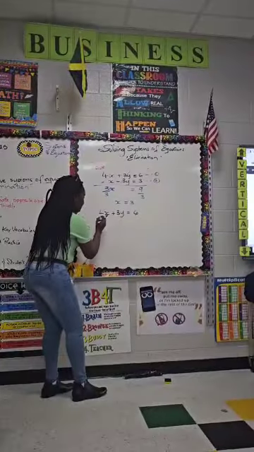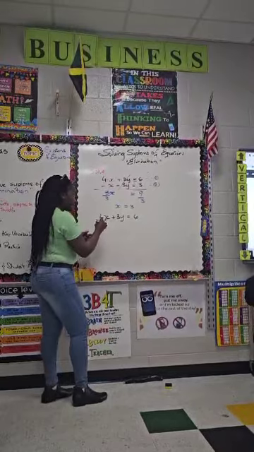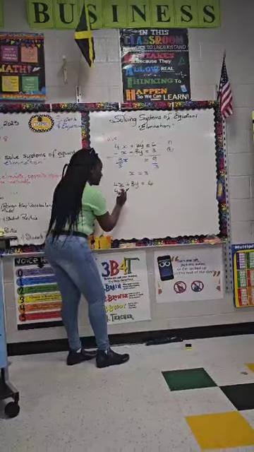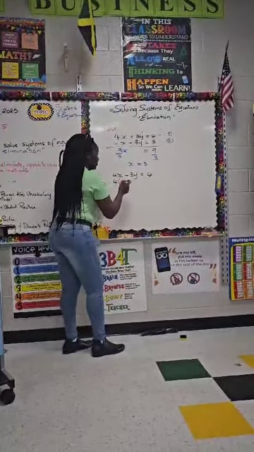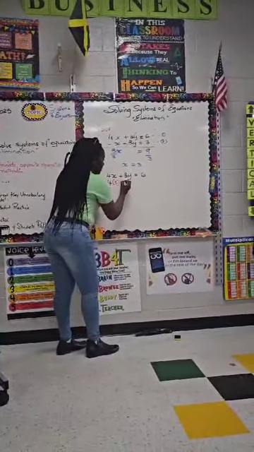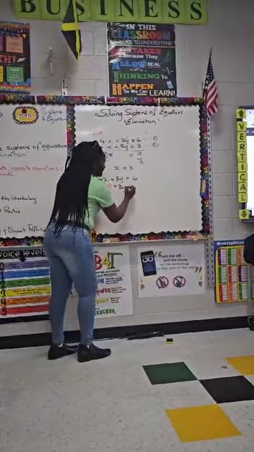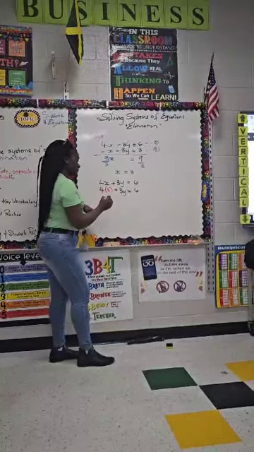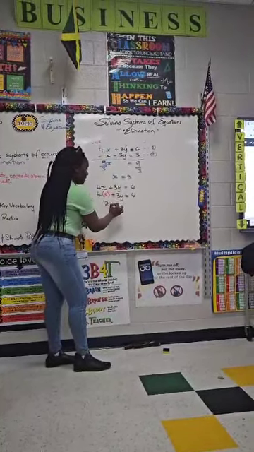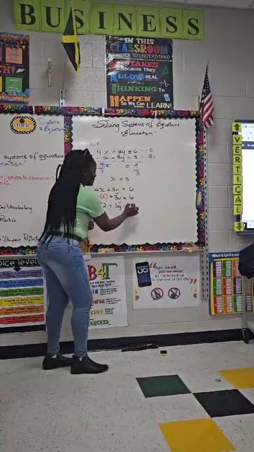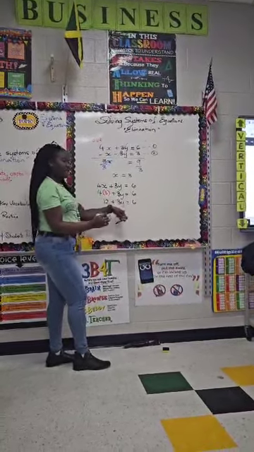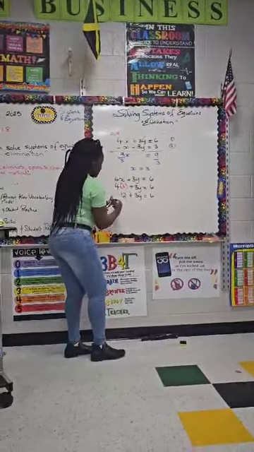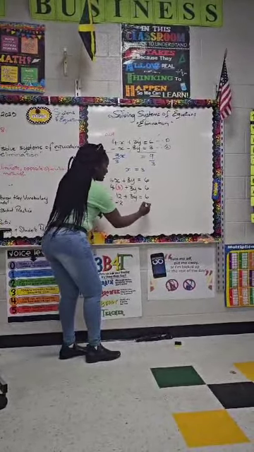So we have 4, there goes the x, so it's 4 times x. So this would now be 4 times 3 plus 3y equals 6. 4 times 3 is 12, plus 3y equals 6. The idea is to isolate the variable. So we're going to subtract 12 first. So subtract 12 from both sides.